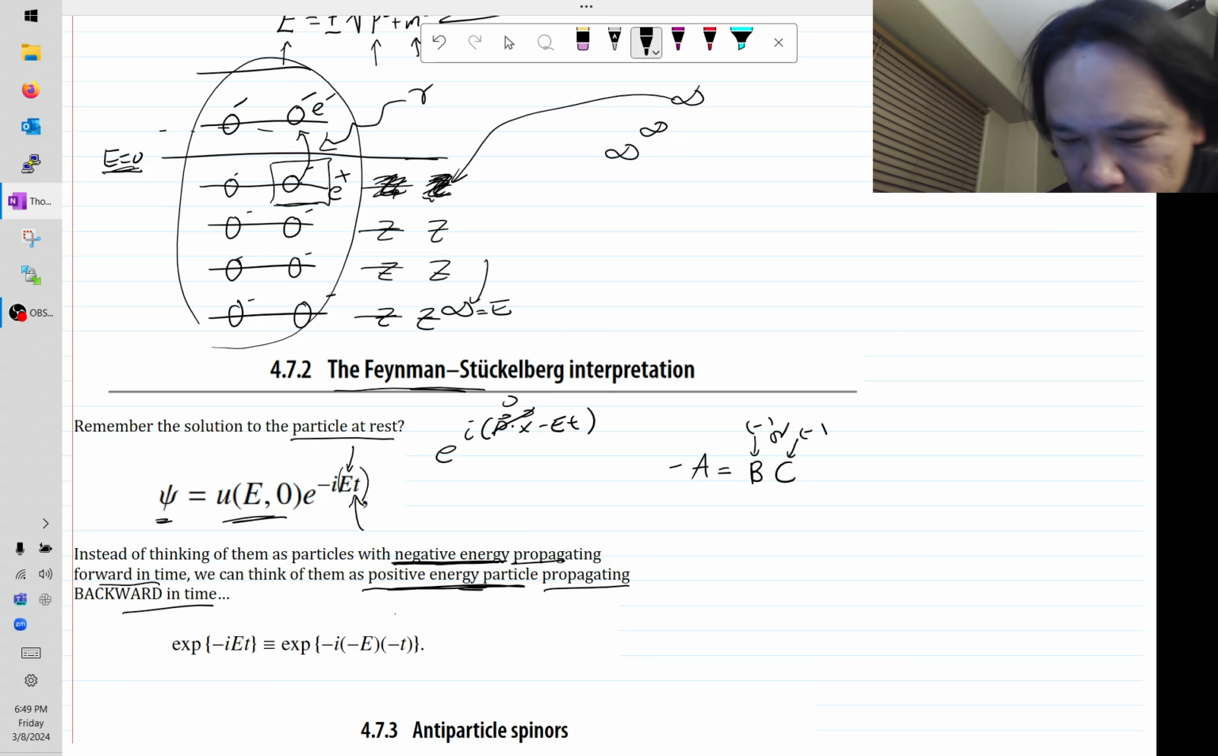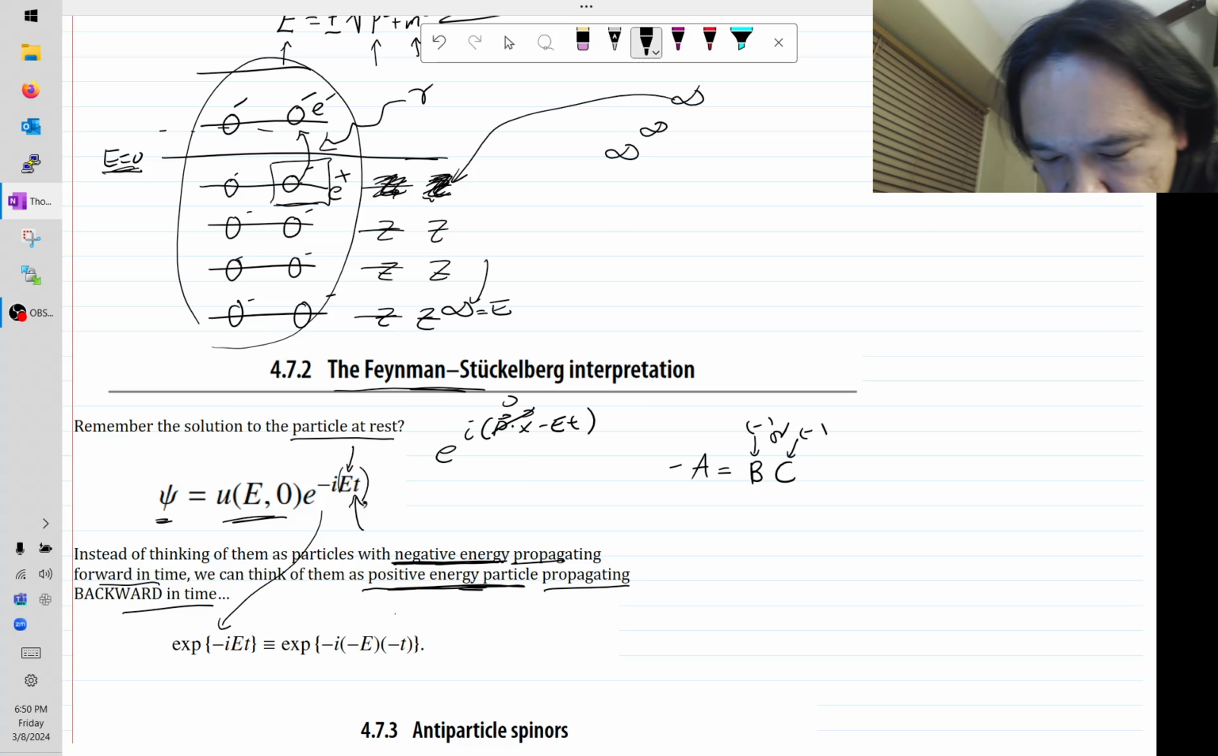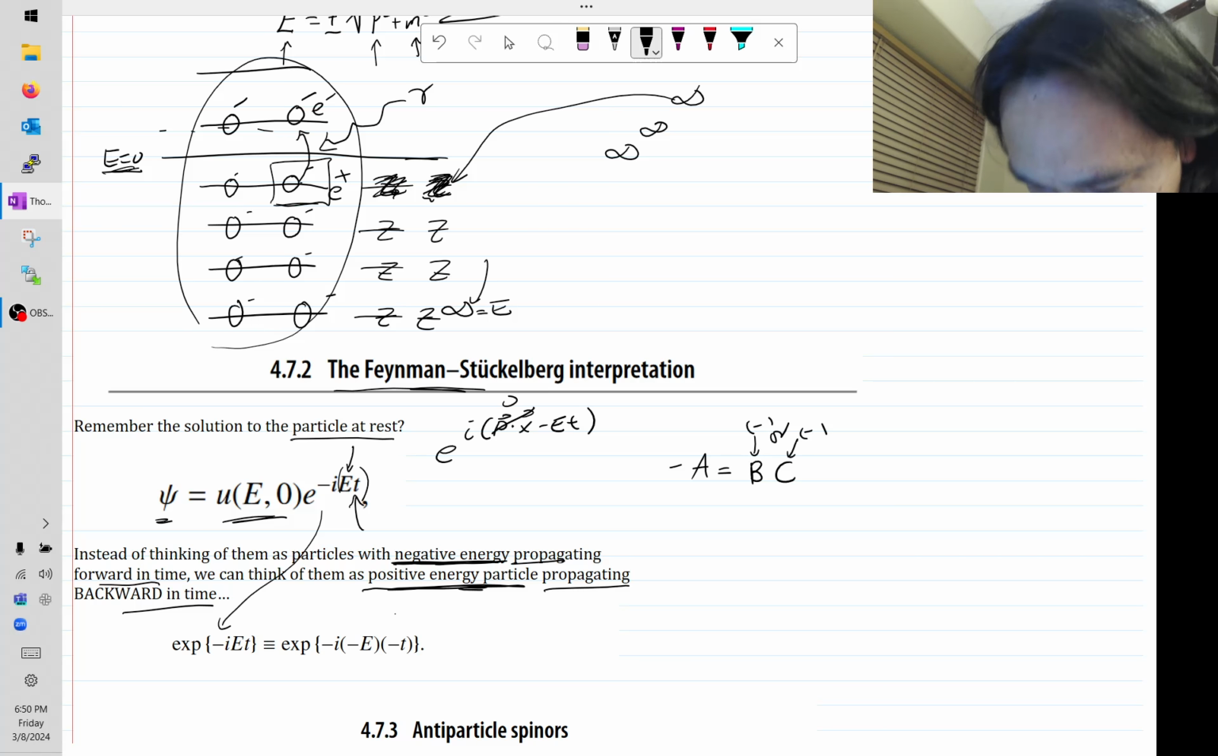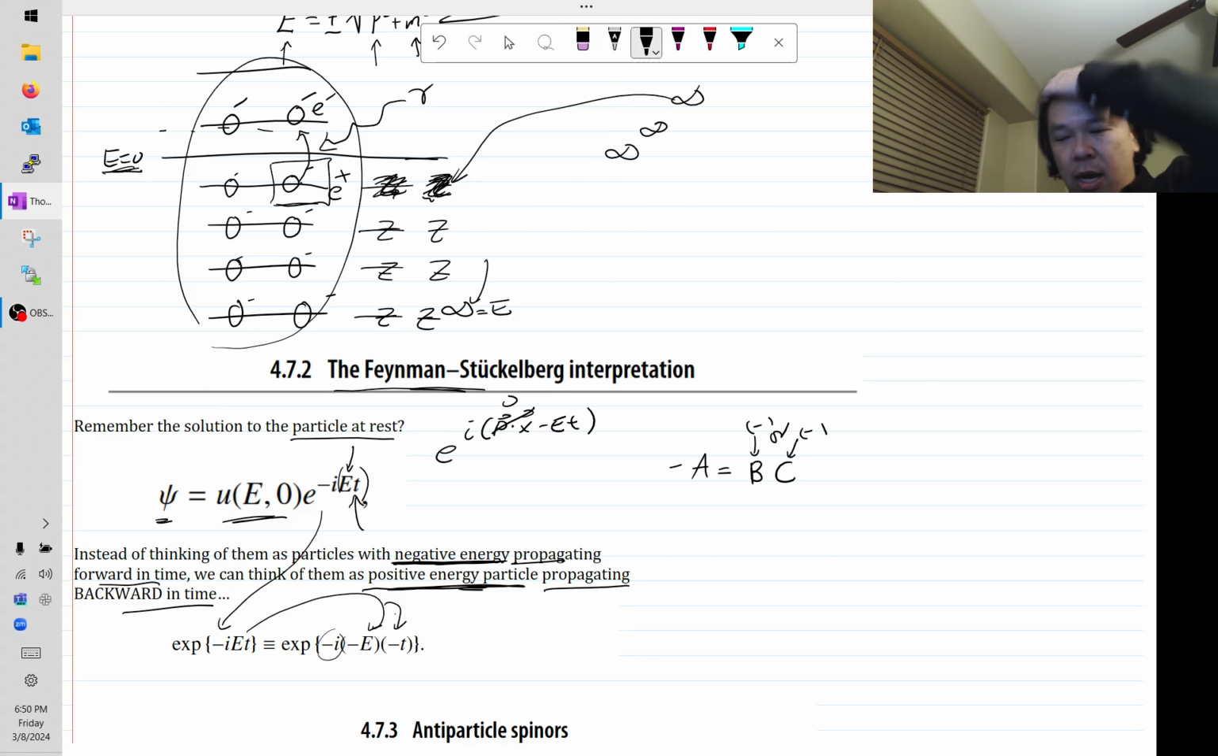And this is what we're going to do as a double sign flip, where instead of this e to the minus iEt, we're going to think about this as e to the minus i, that's still the same, and we're going to flip the sign on the energy, but at the same time we're going to flip the sign on the time also, and therefore it's actually the same function, right? The function didn't change because we have to put in two negative signs.